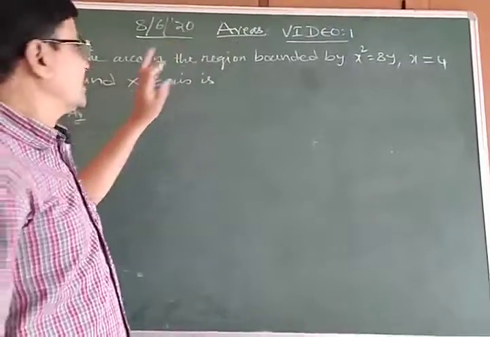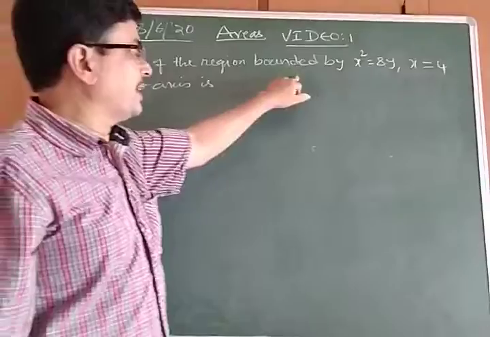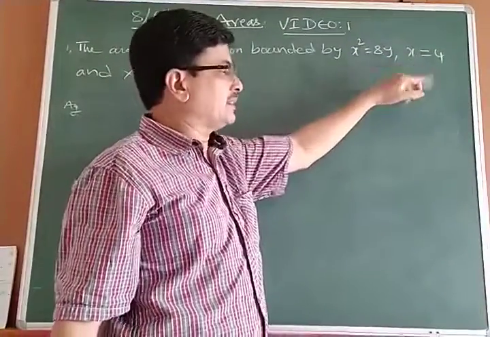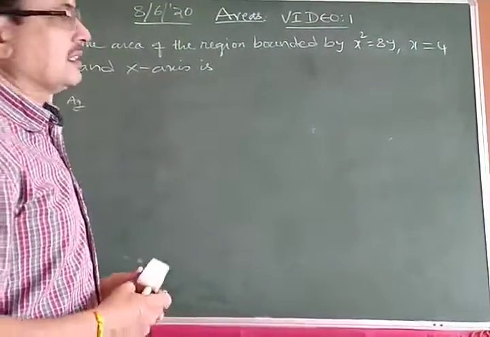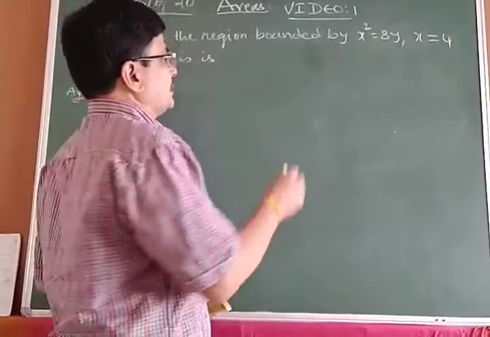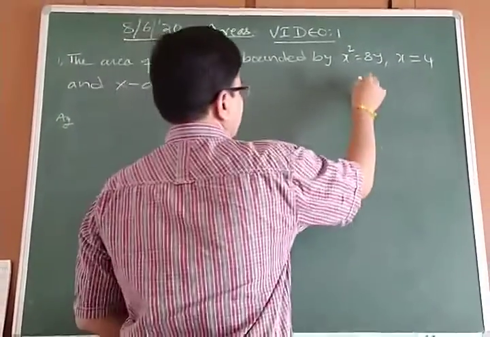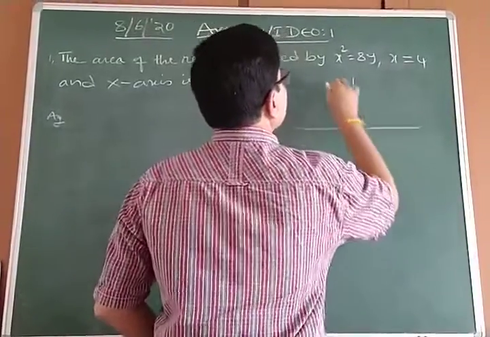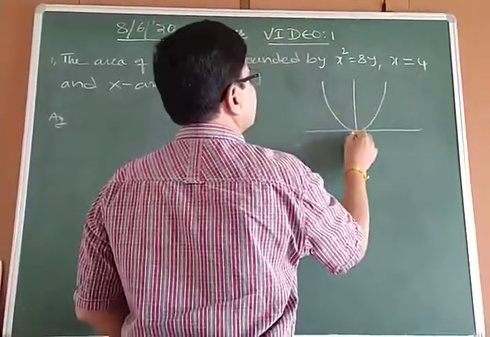Areas. Question number 1. The area of the region bounded by x square is equal to 8y, x is equal to 4 and x axis is. Here, first of all, we draw a diagram for the given parabola. This is symmetric about the positive y axis. So that's why this is like this.